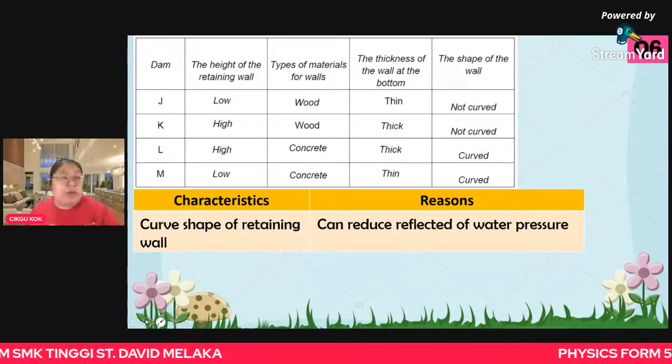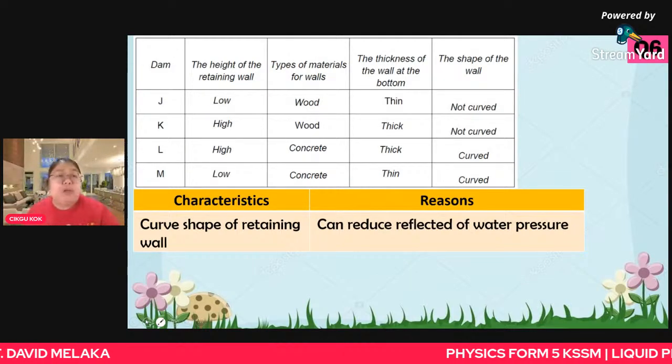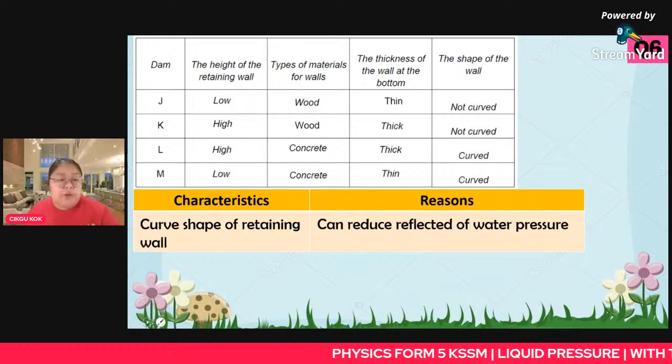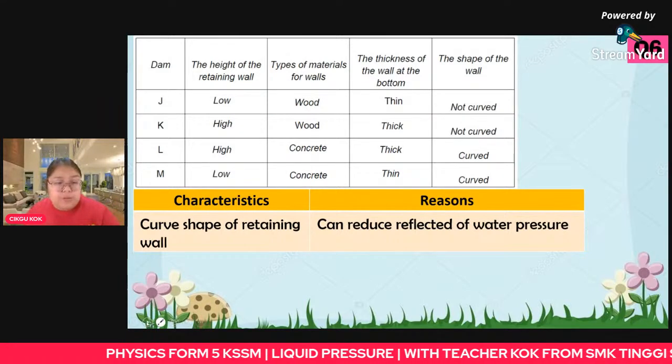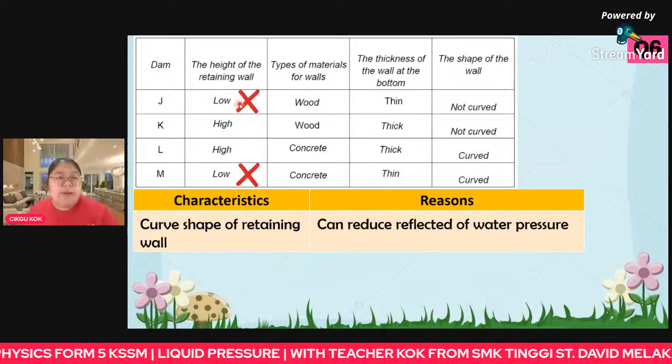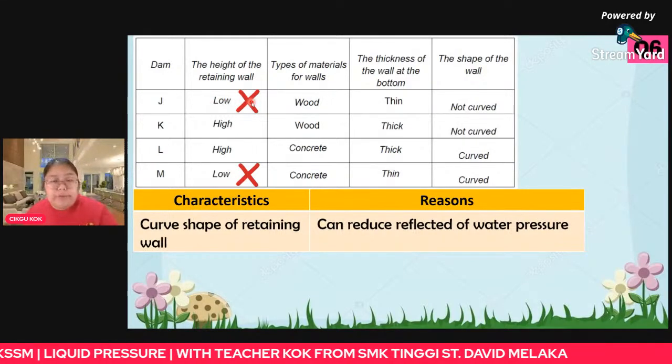Okay, so we finish the explanation. Now we need to go to choose. Okay, we go to choose one by one first. Not related, we go to cross. Okay, first part, low I don't want, then I go to cross first.